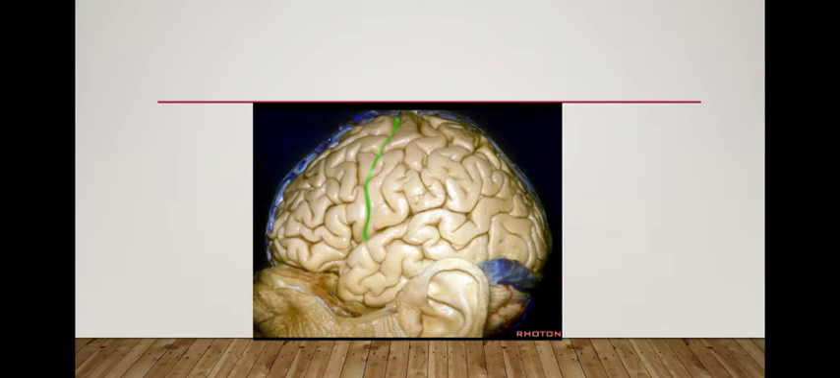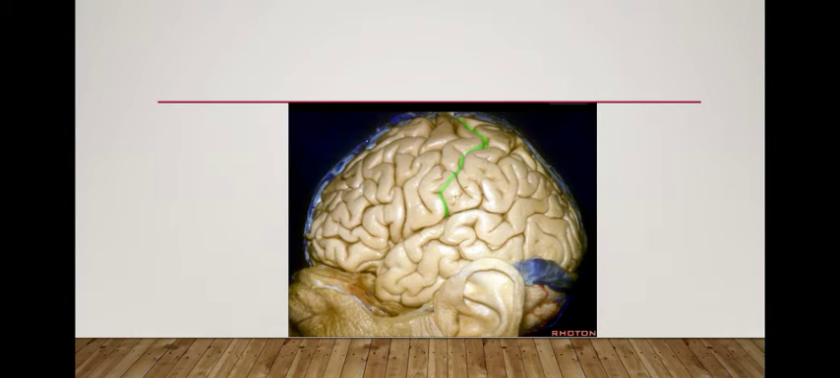In this picture, a sulcus anterior to the central sulcus has been highlighted. As we previously described, this was the central sulcus. Now this sulcus runs vertically just anterior to it. This is the precentral sulcus, and now this is the sulcus which is posterior to the central sulcus, and this one is the postcentral sulcus.